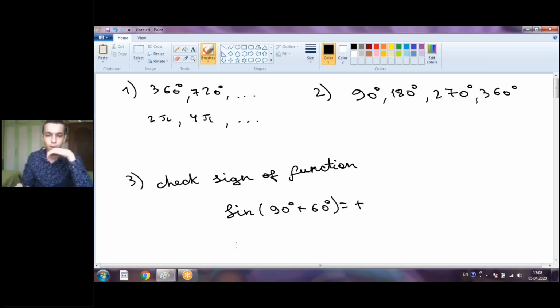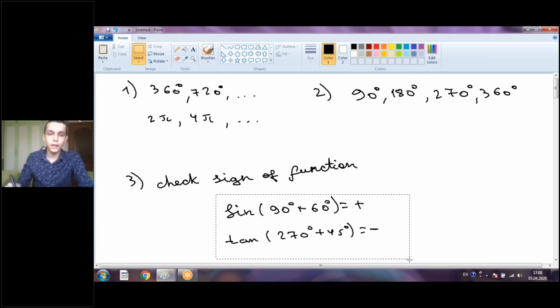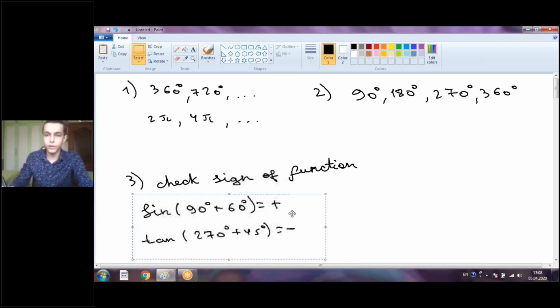Or for example, you have tangent of 270 degrees plus 45 degrees. You say, okay, that's the fourth quadrant. Here, tangent is negative. So you check the sign of your function. That's the third step. And the last and the easiest step is the fourth step.